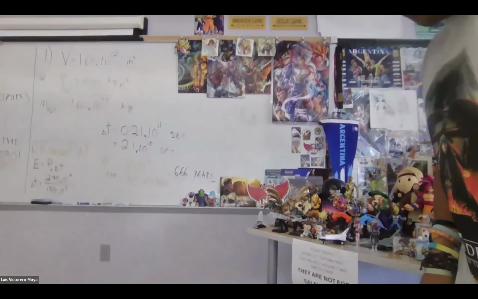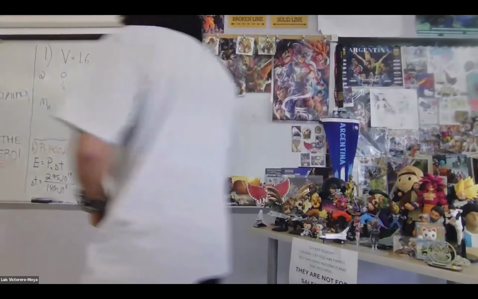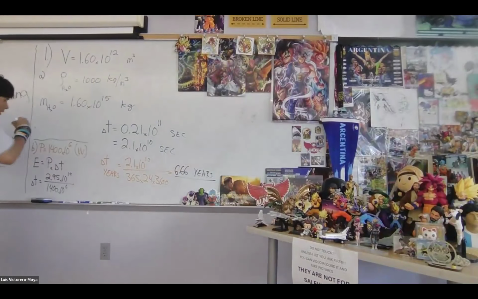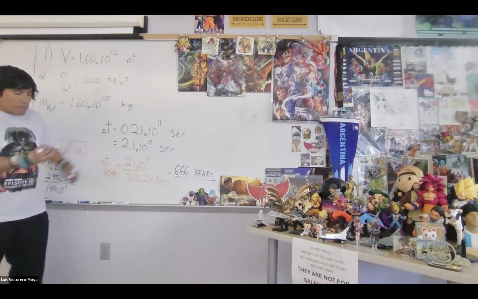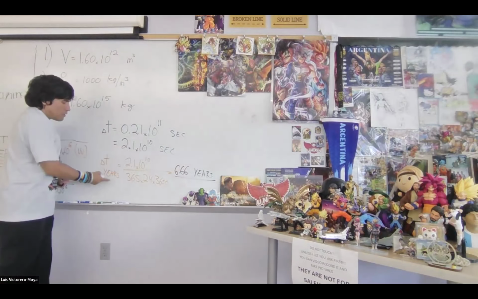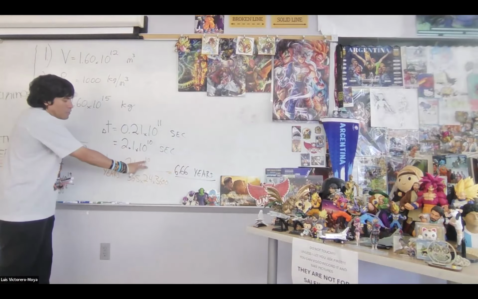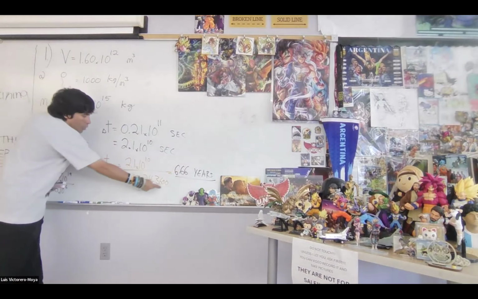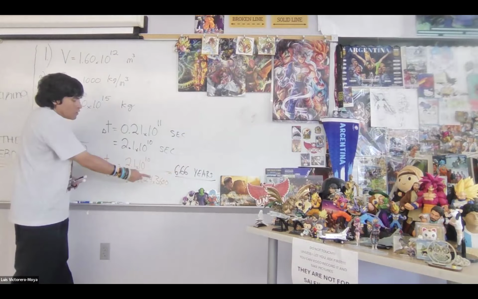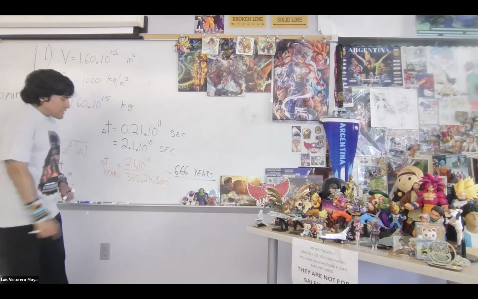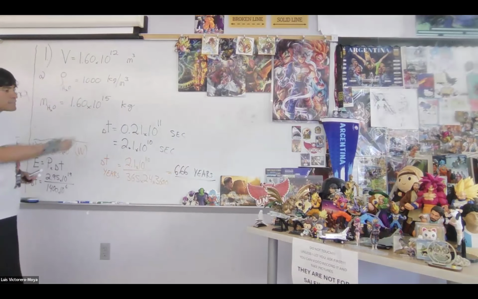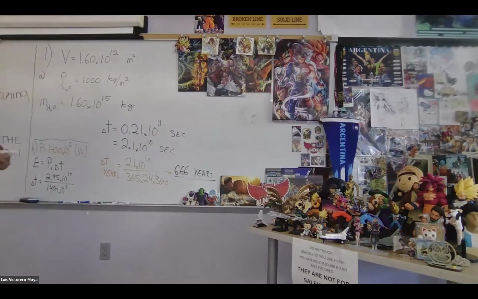That's the procedure for part B, right? Again, power times time is energy. So energy over power is time, but that's time in seconds. You have to change seconds to years. So you divide the amount of seconds by the conversion, right? 365 days, 24 hours, 3,600 seconds. That's the amount of years, all right? There you have it.